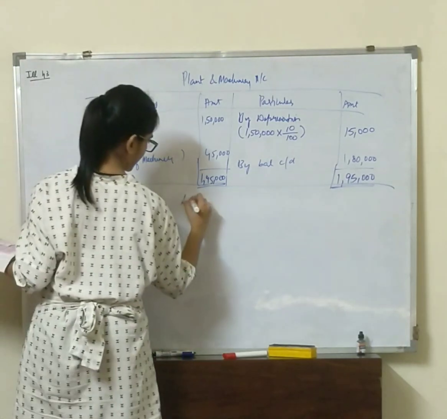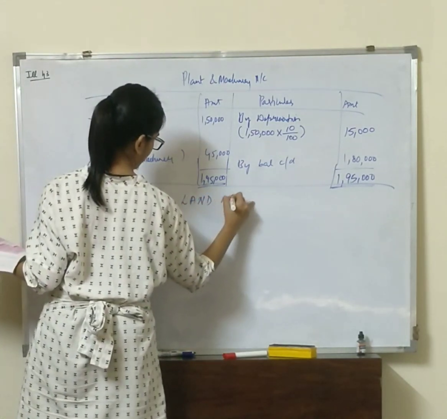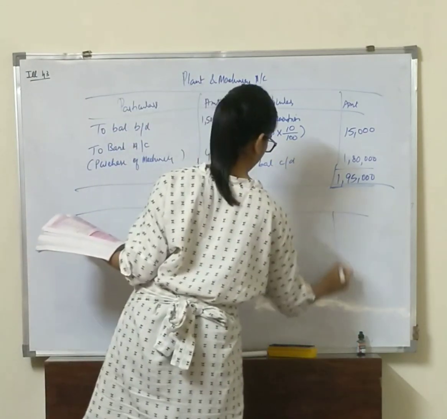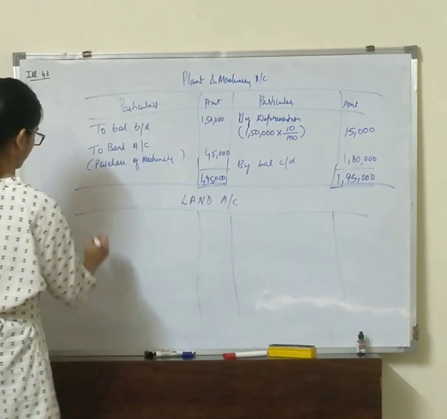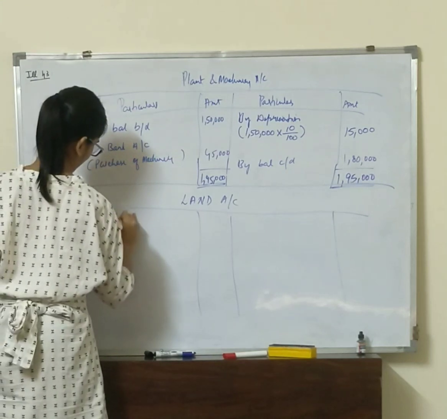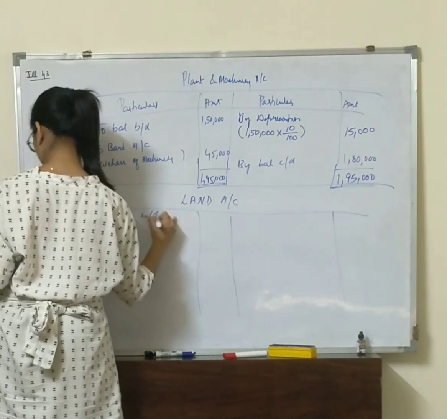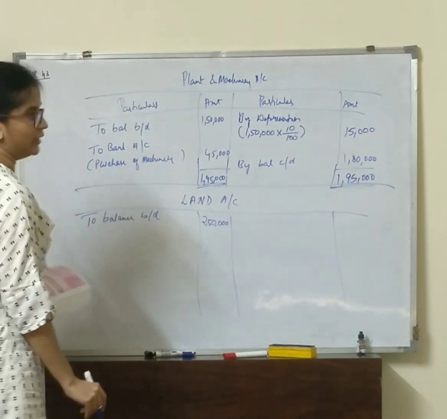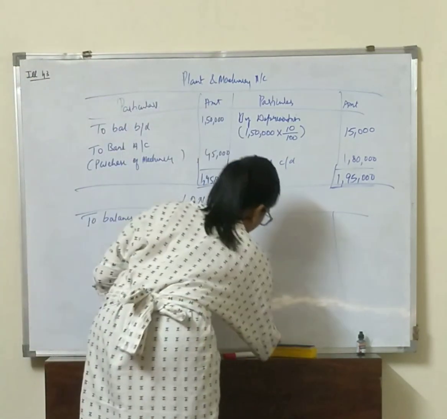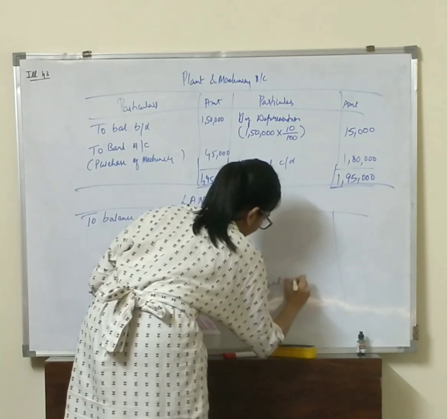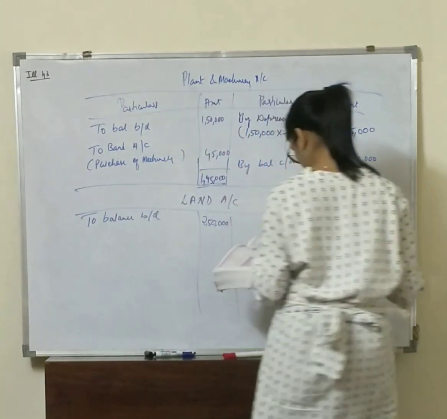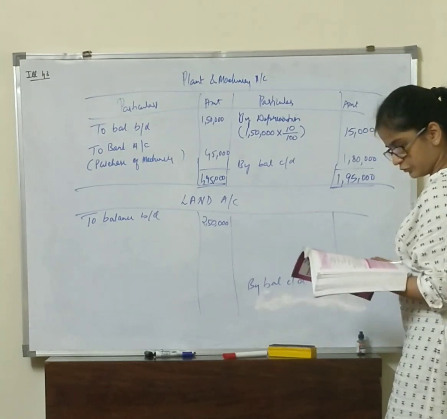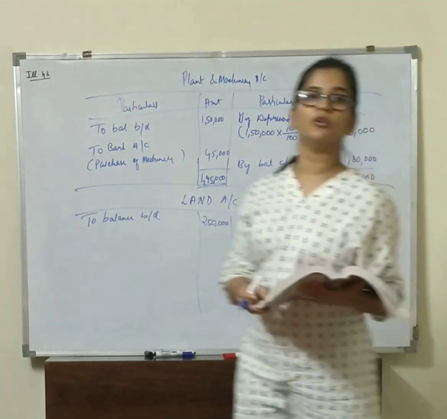Next account we will prepare is our land account. Again we will have 4 columns: particulars, amount, particulars, amount. So the first step is we need to bring our balance down. To balance brought down 2,50,000. See your balance sheet, fixed assets. Then we write down the closing balance. By balance carried down, it is 1,40,000.